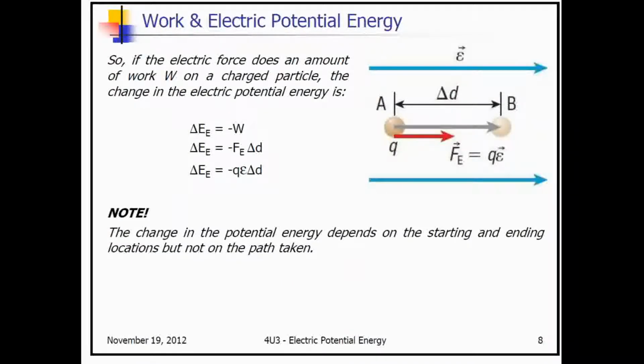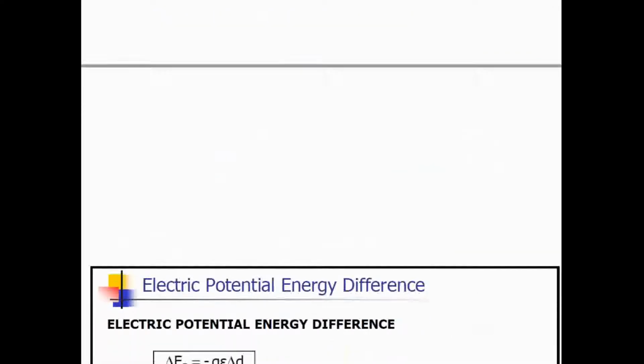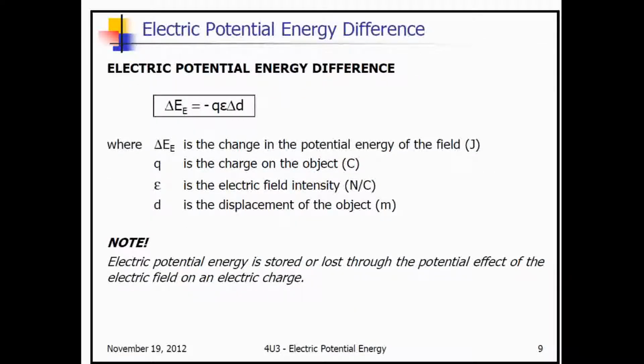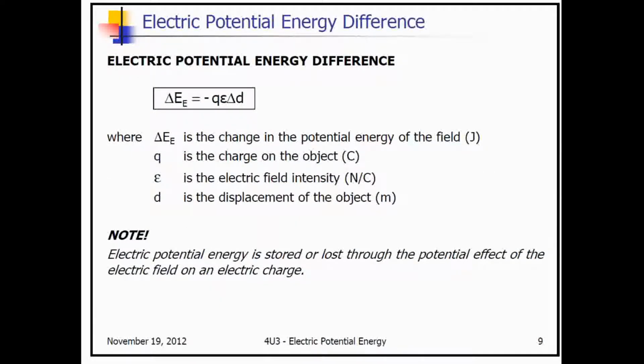So if the electric force does an amount of work W on a charged particle, the change in electric potential energy is negative work, which is negative force times distance. And because force is Q times epsilon, it's negative Q times epsilon times delta d. And that's the equation that we're going to be using. So I'd like you to copy this down, and copy down all of the definitions as well. The note says that electric potential energy is stored or lost through the potential effect of the electric field on an electric charge.